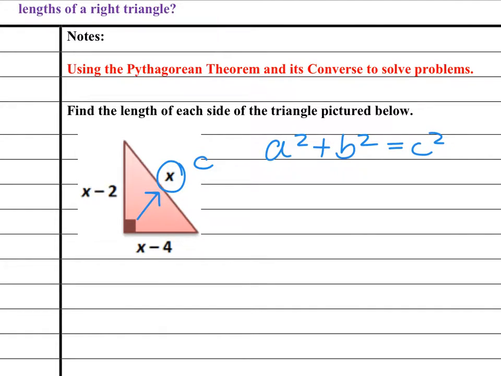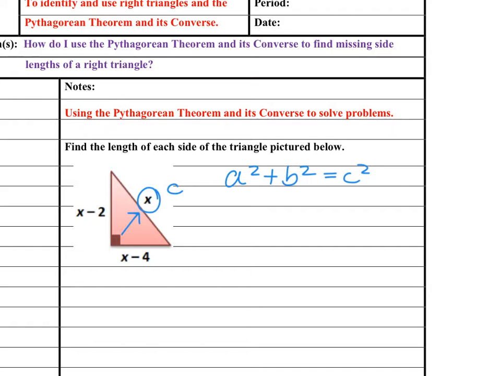A big mistake that I usually see students make is they just put a plus b equals c, which is not right. It has to be a squared plus b squared equals c squared. Just point that out. Okay, now plug in your sides.